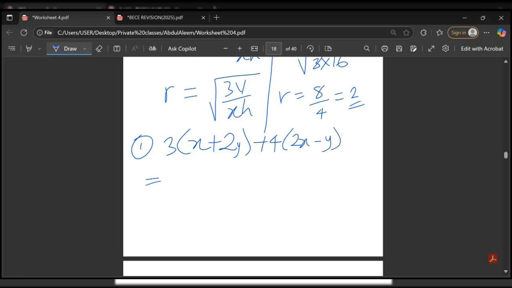So we open. What this means is that we are going to use the number outside each bracket to multiply all the terms inside the bracket. So that means we are going to use 3 times x. That will give us 3x, plus 3 times 2y, that will be 6y, plus 4 times 2x is 8x, then plus 4 times minus y, that will be minus 4y.